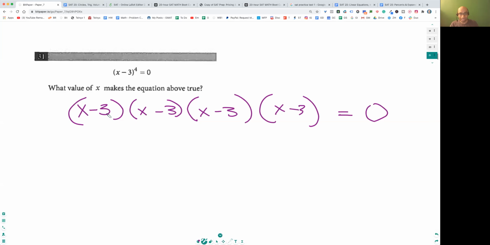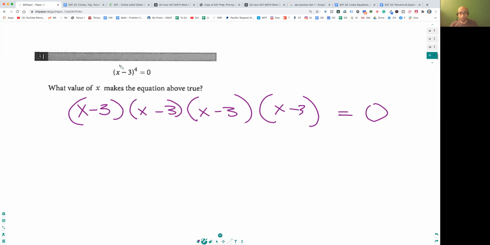So what does this mean? So now what you got to do is look at each of these. Think about this. So x is equal to 3, and so x is equal to 3 is the correct answer. That's all you got to think about.